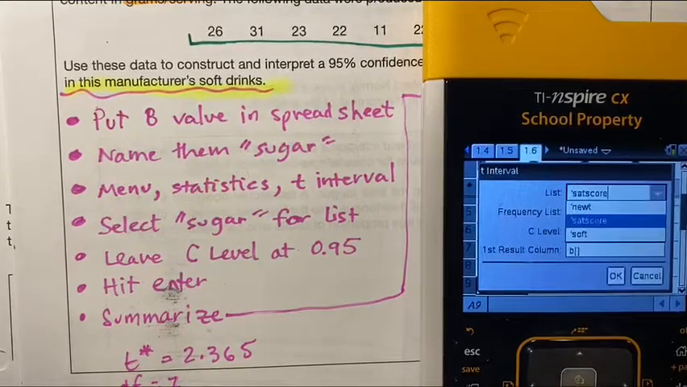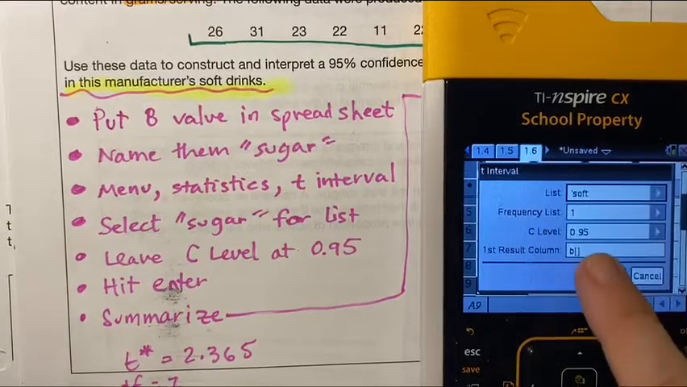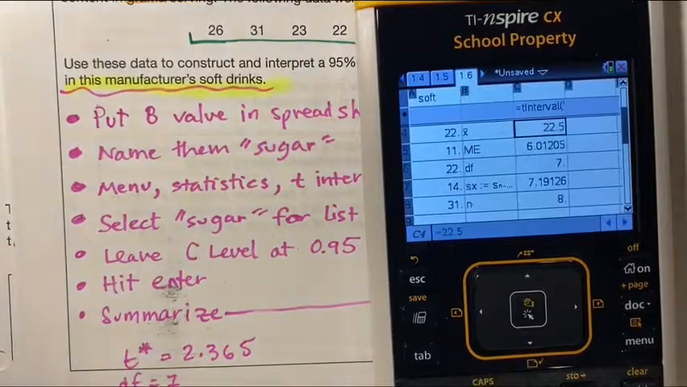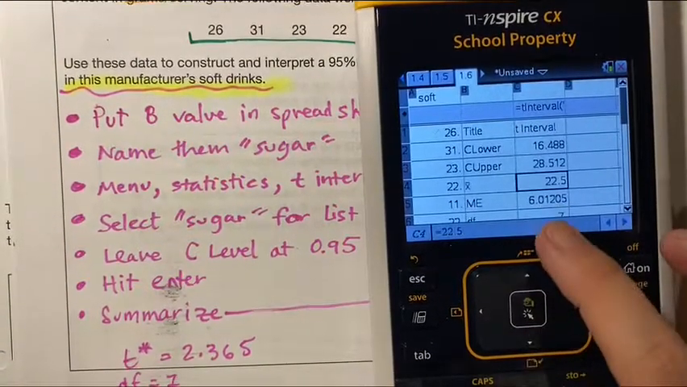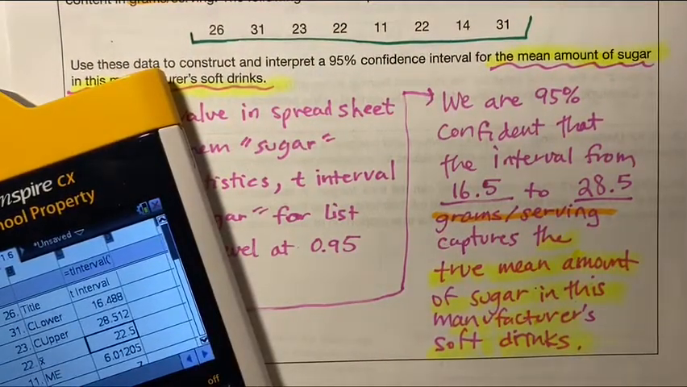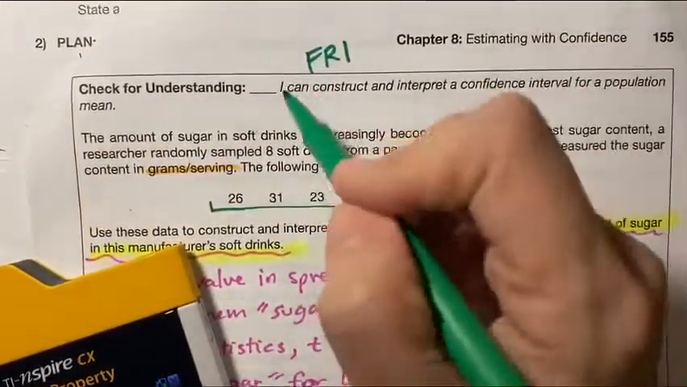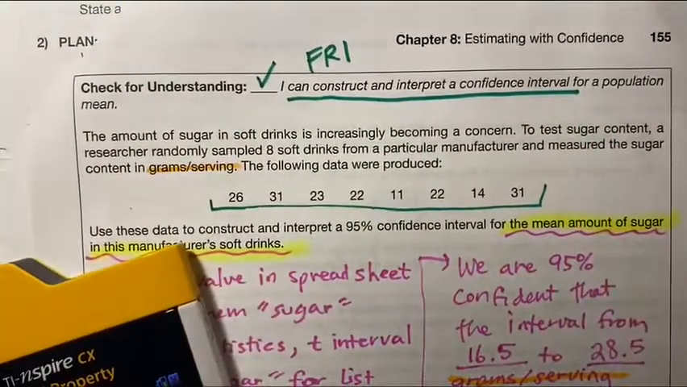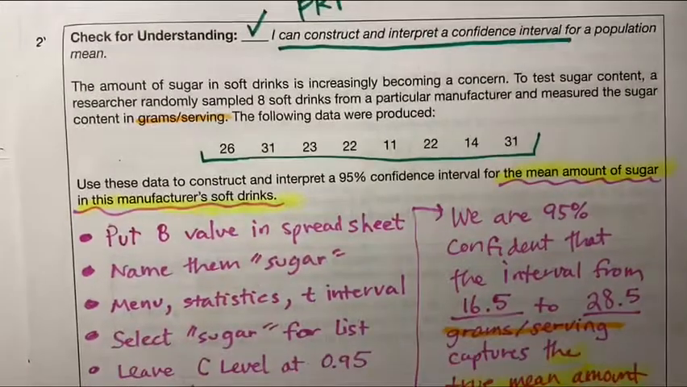So I named my data soft drink, or soft, and I have to make sure of the confidence level. 95. Okay, beautiful. Enter, bada boom, bada bing, it's going to do everything. X bar plus or minus margin of error. So in this question, there wasn't a lot of room to show your work. So I wasn't looking for state, plan, do, conclude. I was just looking to see, can you construct and interpret a confidence interval? Okay. So hopefully you can.